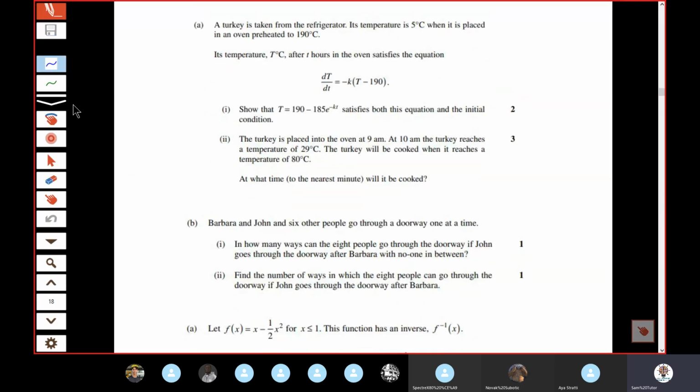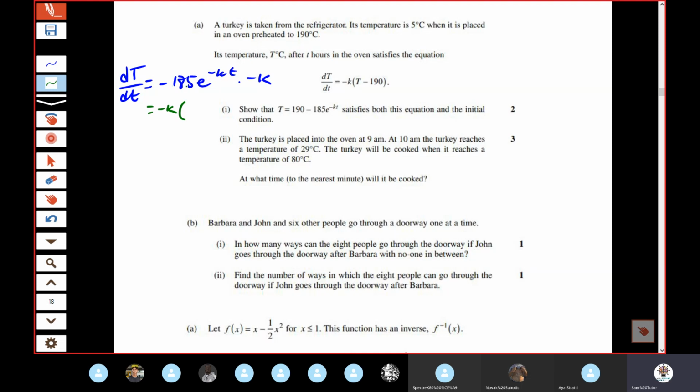So like I said, dT on dt is equal to negative 185 e^(negative kt) times negative k. I was going to say, yeah, let's multiply them. That's what we usually do. But I said pause. Always look at what you're trying to prove. Can you see it says negative k bracket T minus 190? That means you want the negative k. So you wouldn't actually multiply it in and make it into a positive. If you want a negative, leave the negative as it is.